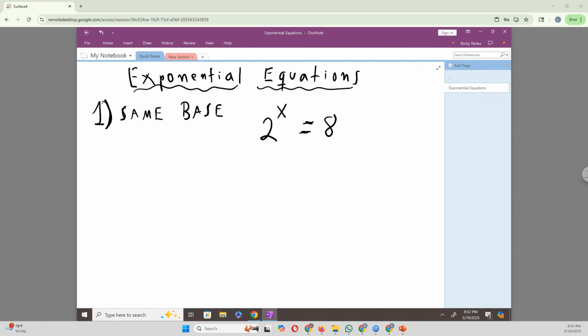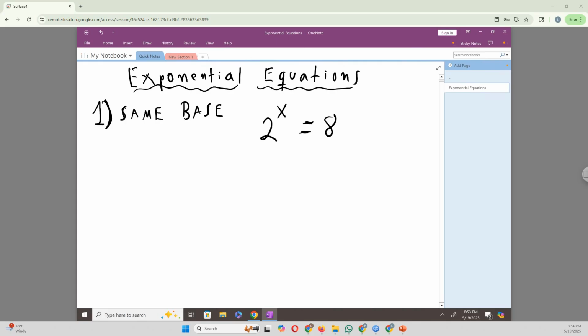Hello, today we will be exploring how to solve exponential equations. The first case we are going to learn about is when the bases are the same on both sides of the equation. For example, 2 to the power of x equals 8.